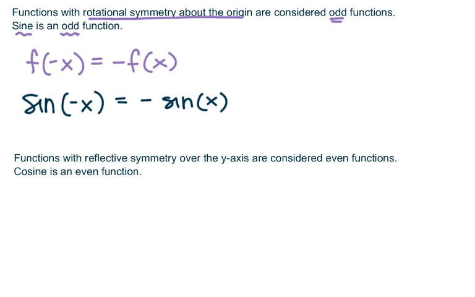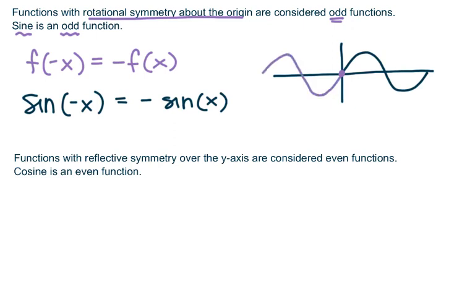Considering that as a graph, if we had our basic sine graph, what we would recognize is that if I were to take the whole thing and twist it on this point and rotate it about the origin, I would get a graph that looks like this, still symmetric. So sine has rotational symmetry about the origin, because it is odd.